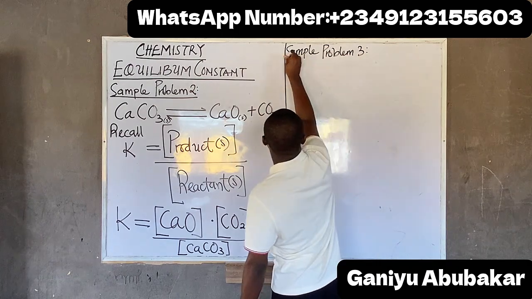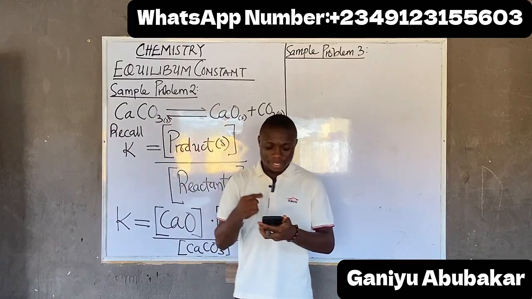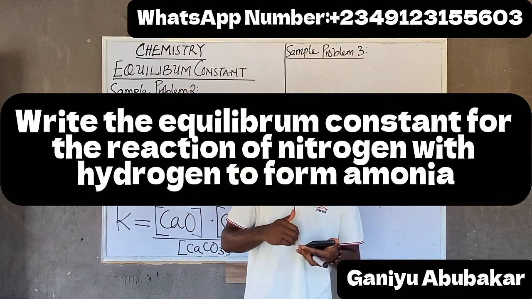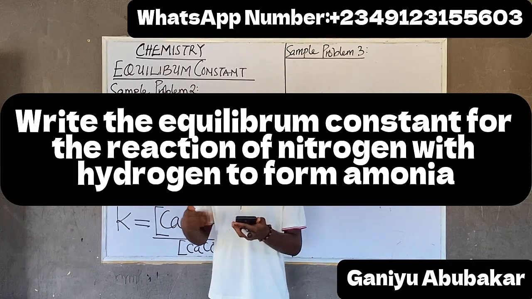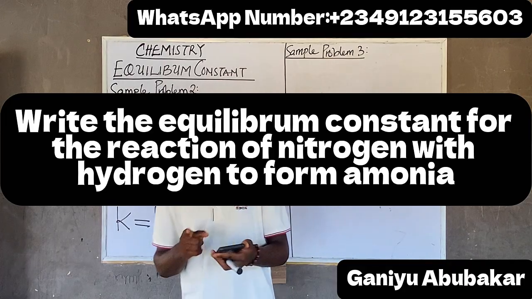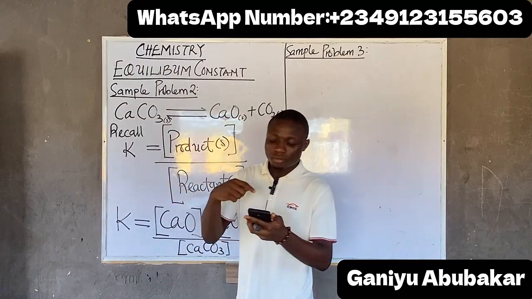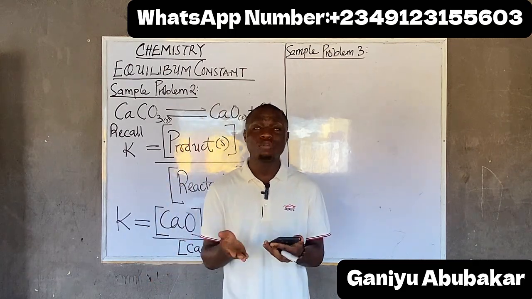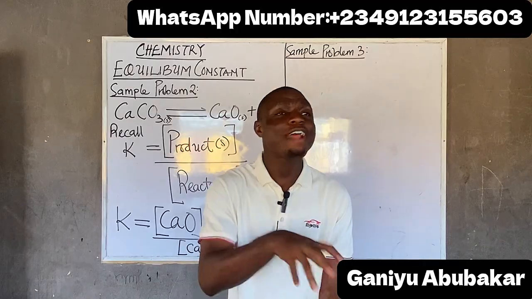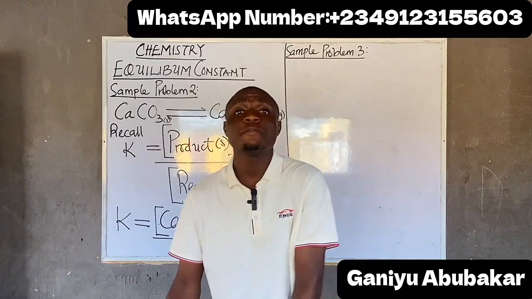Okay, question 3 says write the equilibrium constant for the reaction of nitrogen with hydrogen to form ammonia. It says write the equilibrium constant, that of course is K, for the reaction of nitrogen with hydrogen to form ammonia. By the way, please don't stress yourself. In every question they will give you a chemical equation.